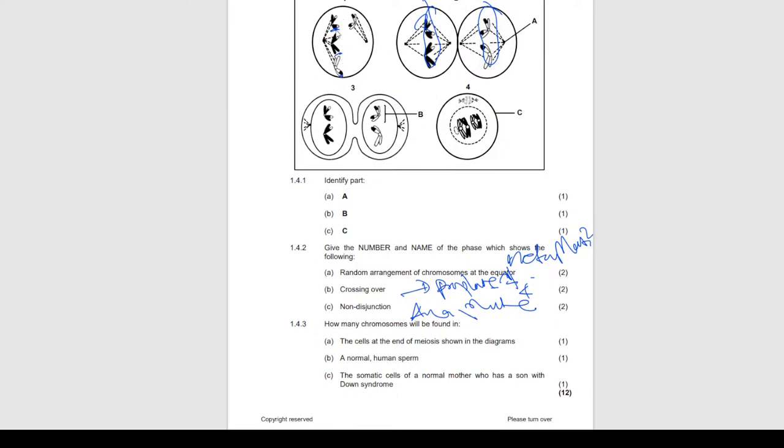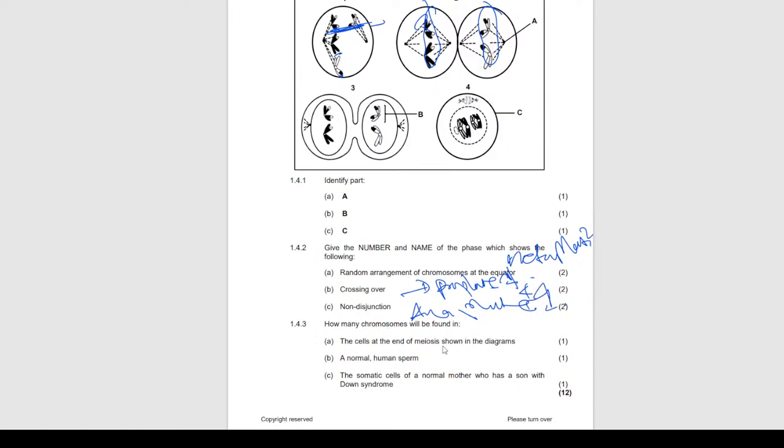you see? The chromosomes are still in pairs. So it means that this is anaphase 1. How many chromosomes will be found?